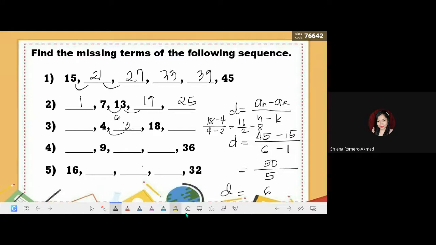Tama ba ako? 18. 1, 2, 3, 4. 18 minus 4. Tama naman. 1, 2, 3, 4. 18 minus 4, 14. Dapat 7. Sorry, ma'am. Dapat 7. Duling po ako. So, dapat.